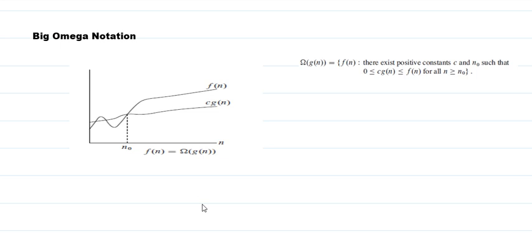Hello friends, in this video we will talk about the next asymptotic notation, which is nothing but big omega notation. Okay, so this corresponds to the asymptotic lower bound.